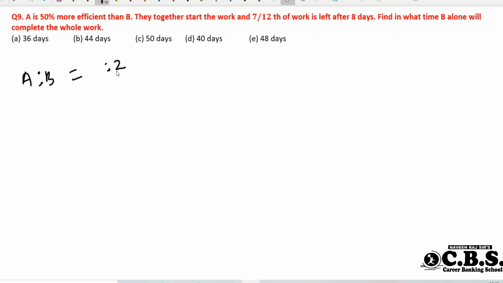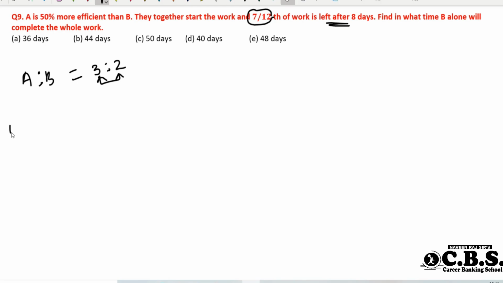Yes. So A is 50% more. There are 2 already there and 1 more. Half of the 2 is nothing but 1. So 2 plus 1 gives how much? 3. So what is the ratio? 3:2. Clear? Yes. So they together start the work, and 7 by 12 of the work is left. For how many days are they working?